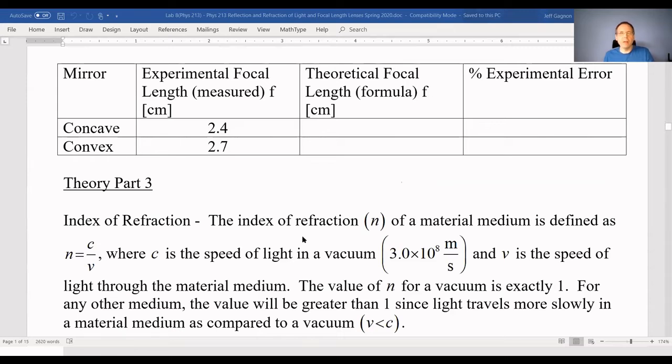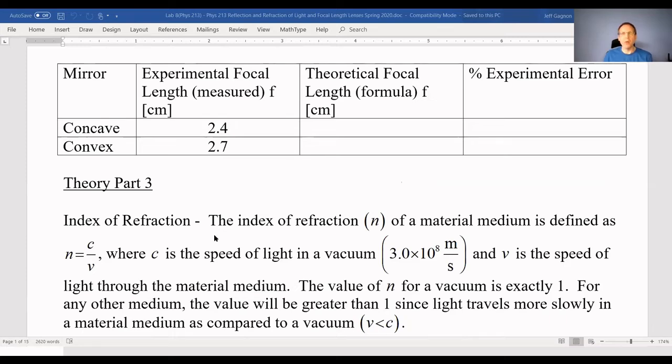All right, then the next part, so that was reflection, right? Plane mirror reflection and concave convex, like the curved mirror reflection. Now we're going to talk about refraction. So first of all, what is the index of refraction?